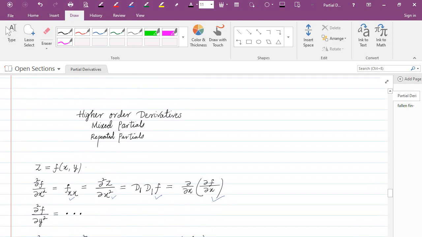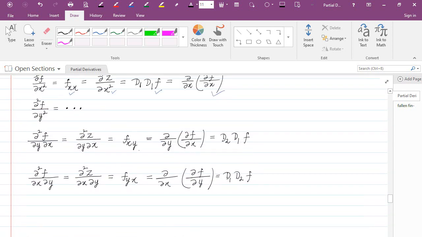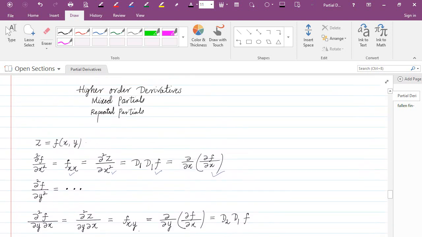Okay, so I'll stop here. In the next video, we will be looking at higher order partial derivatives, mixed partials or repeated partials.